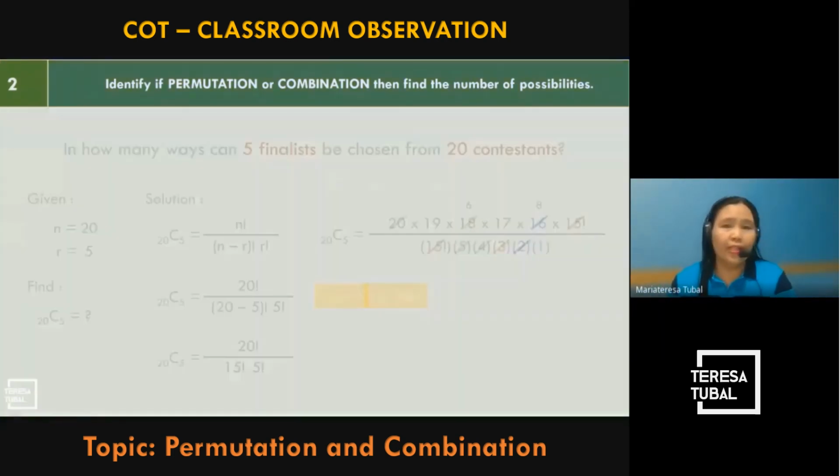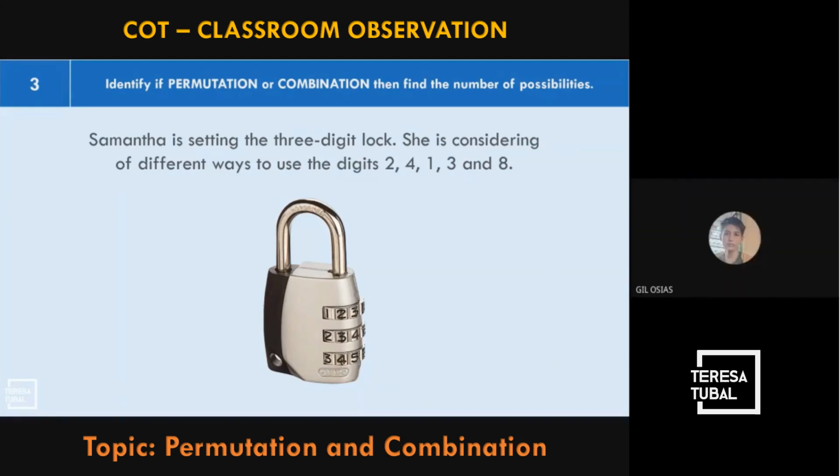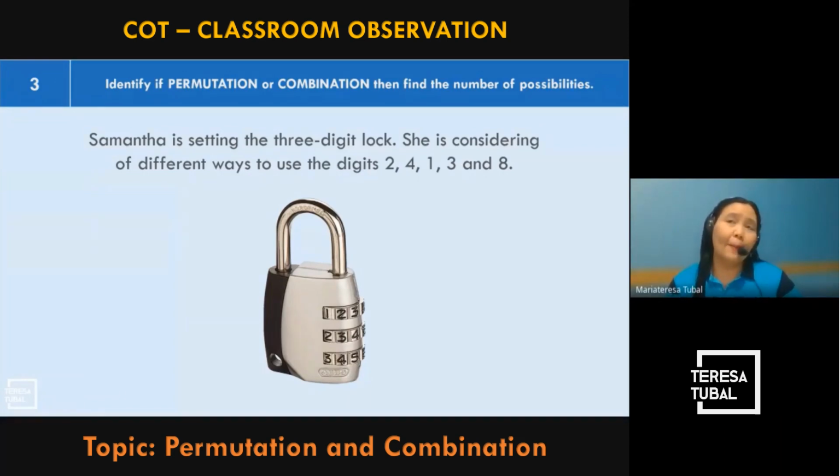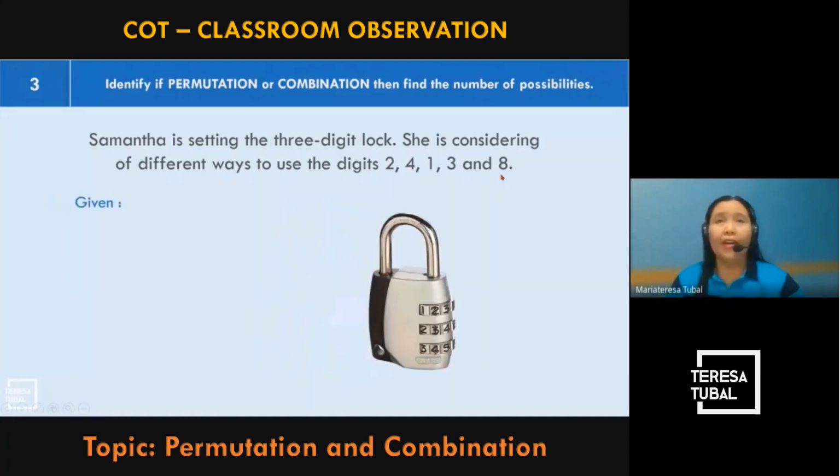Okay, number 3. Samantha is setting the 3-digit lock. So as you can see, she is considering different ways to use the digits 2, 4, 1, 3, and then 8. So let us identify now the N and then R. What is the value of N? 5 po, ma'am. Okay, 5. Saan galing yung 5? Yung sa 2, 4, 1, 3, and 8 po. Very good. How about the R? 3 po. Very good.